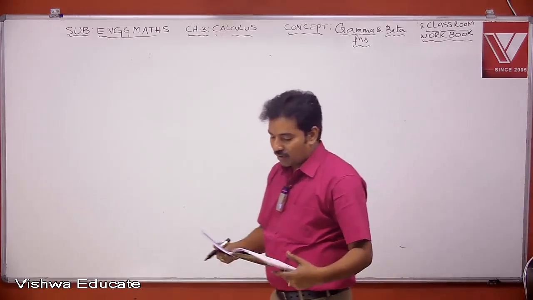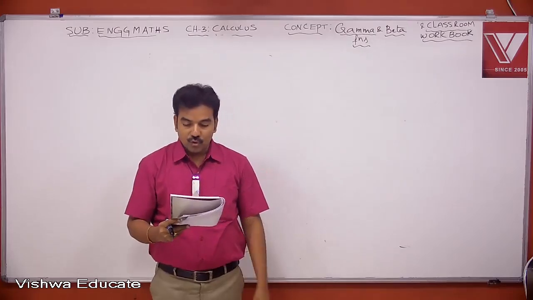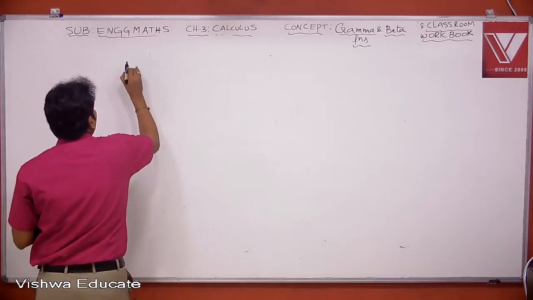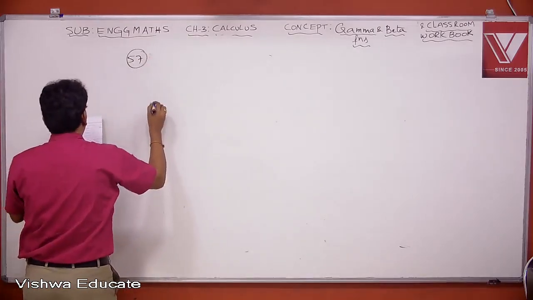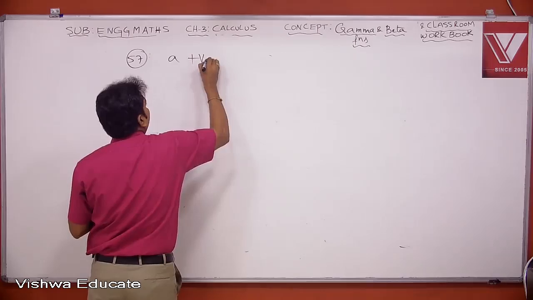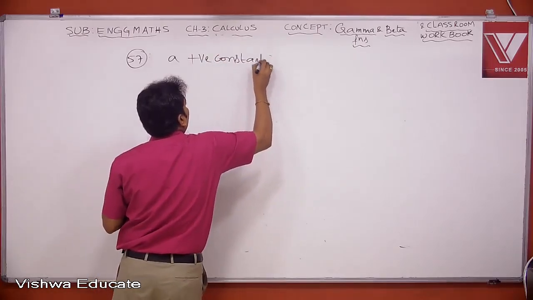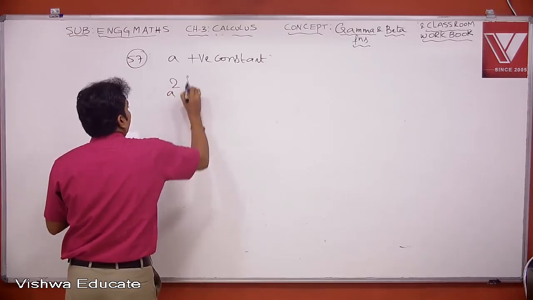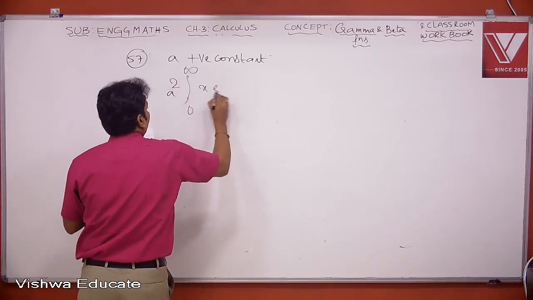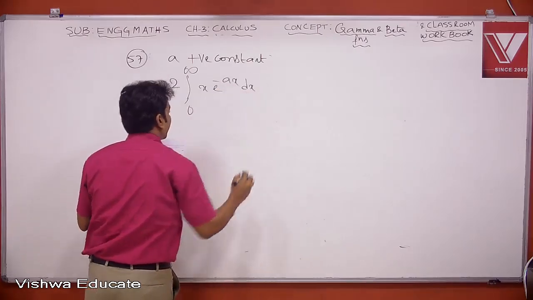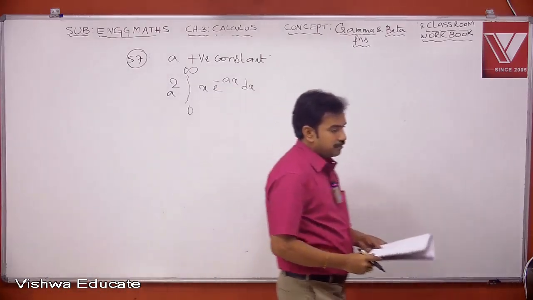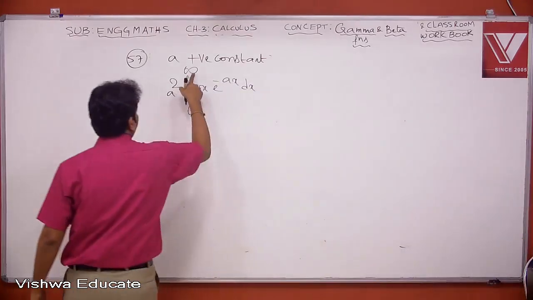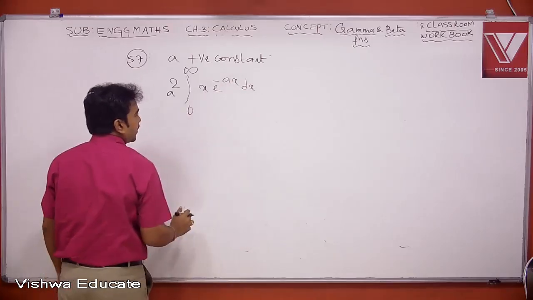Now let us start the classroom workbook. So we start the classroom workbook from question number 57. If a is a positive constant, then the value of the integral a square into integral 0 to infinity x into e power minus ax dx is what? We need to find this integral a square into integral 0 to infinity x into e power minus ax dx.